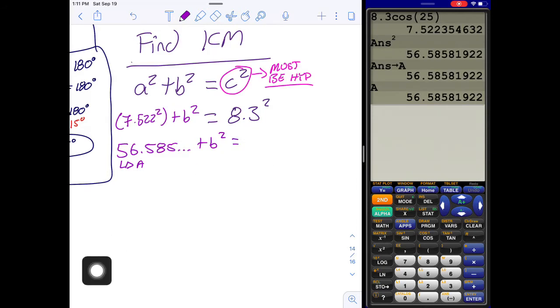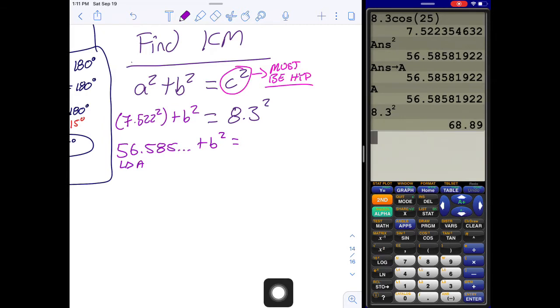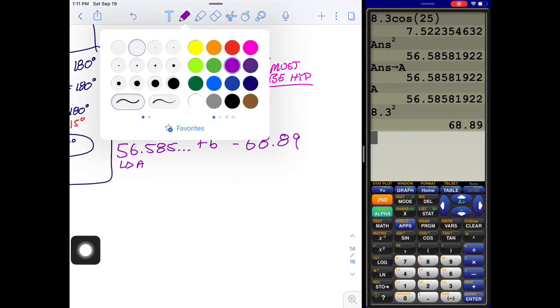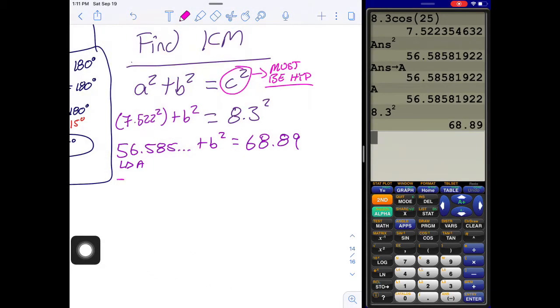And then I'm going to do 8.3 squared. So 8.3, and then I'm going to press my square button. So that gives me 68.89, and that's a nice number that we don't have to worry too much about storing. Now I'm going to start solving for b squared, so I'm going to subtract 56.585 from both sides.